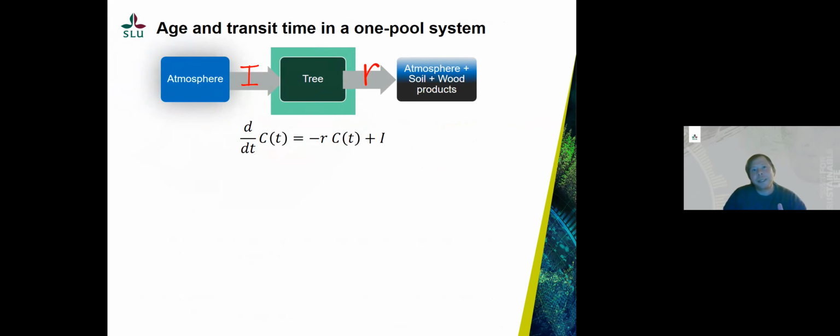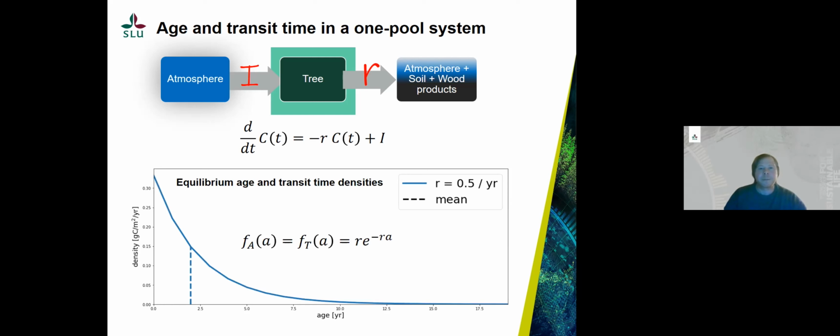And carbon leaves the tree at a fixed rate r. And leaving the tree means it's either respired to the atmosphere, or later falls towards the soil, or is cut off and goes to the wood products. Here we can see the equilibrium age density of the carbon in such a one pool tree, where the actual rate of carbon release from the tree is 0.5 per year. This 0.5 per year means that the mean age of carbon in the tree is 2 years, as is indicated here by this vertical dashed blue line.